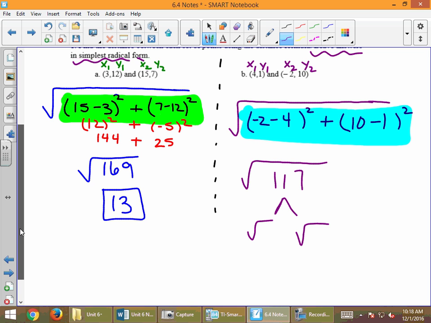Largest one. What do you get? Yeah, 9. How many times is 9 going into 117? 13 times. 9's our perfect square. It could go in 13 times. What's the square root of 9? 3. Can't take the square root of 13, so we drop it.